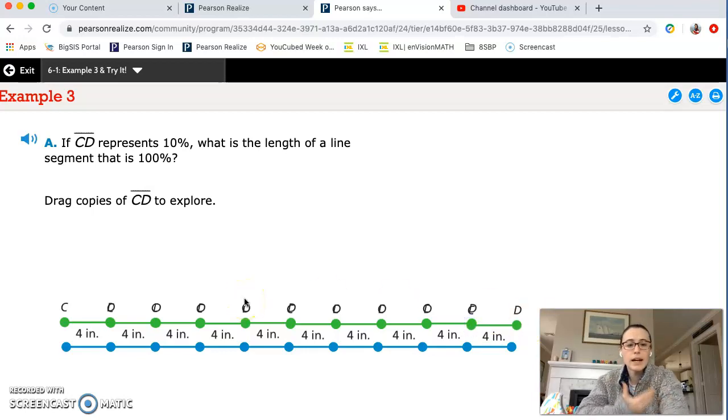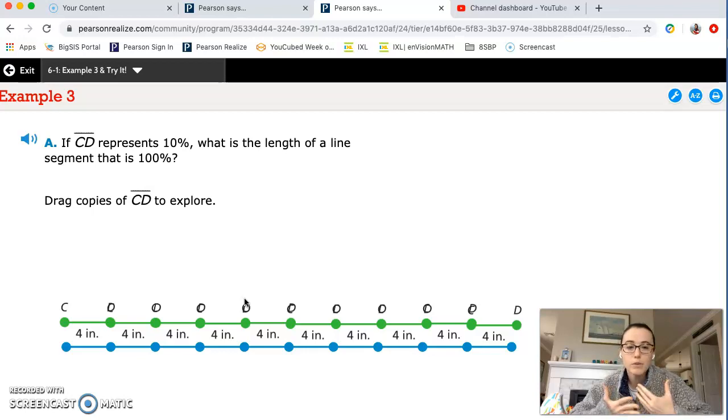So if we were to add these all up, we have 4 inches for each green line segment, and we've copied 10 of those line segments. So 4 times 10 would equal 40 inches. So we could say our blue line segment is 40 inches long. And if we divided that by 12, we'd have 12 and 4, 36. We'd have 3 feet with 4 inches left over. So 3 feet and 4 inches would be that blue line segment.